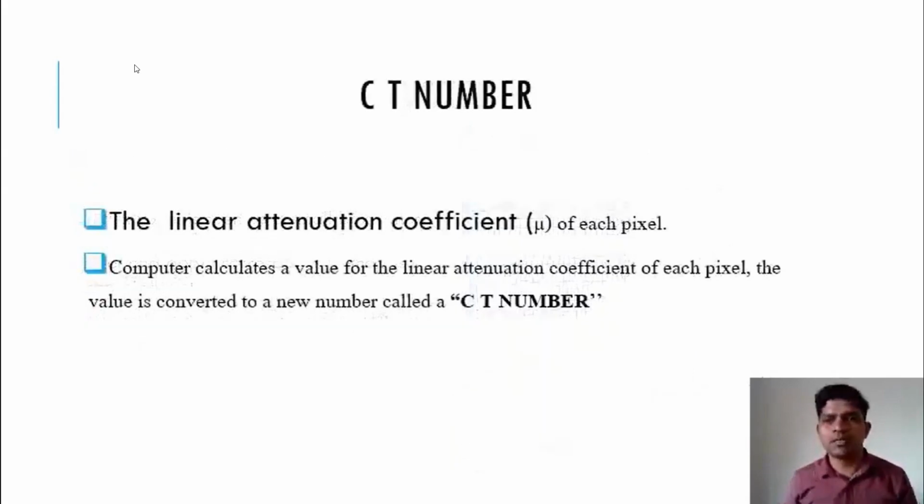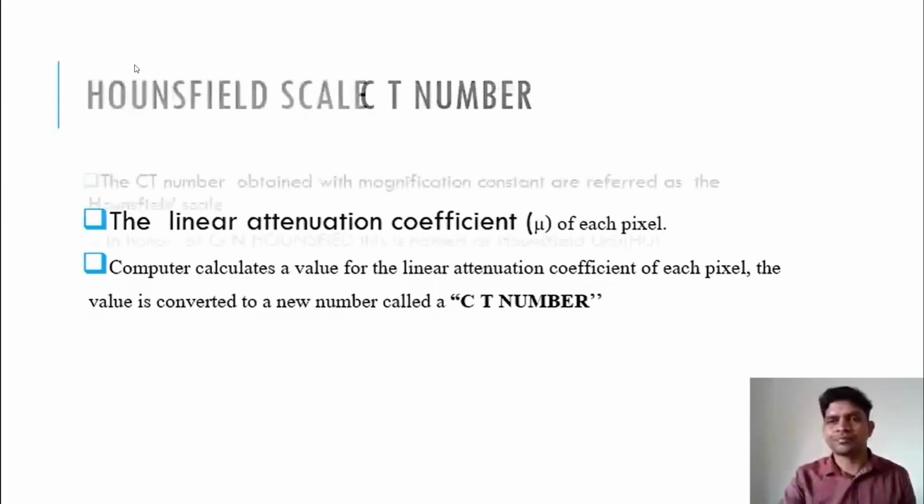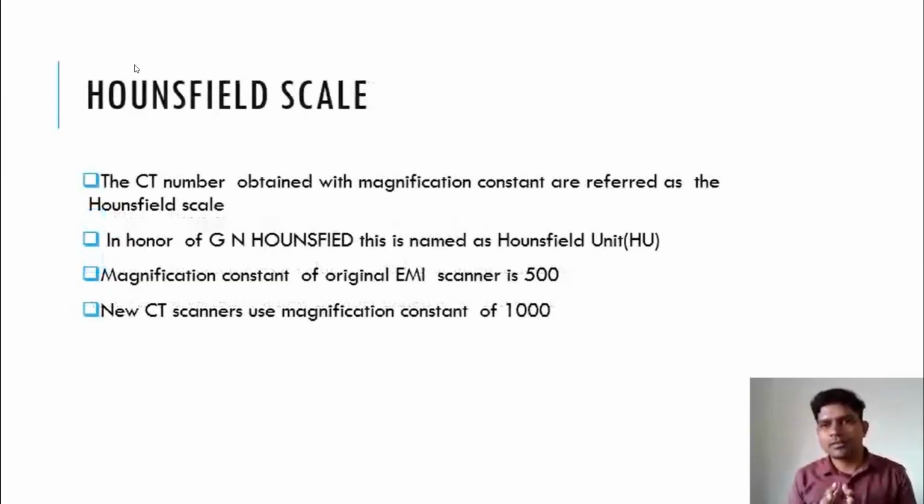So what is CT number? CT number is based on the linear attenuation coefficient of each pixel. The computer calculates a value for the linear attenuation coefficient of each pixel, and that value is converted to a new number. That's called a CT number. That CT number is obtained from a magnified difference constant, what we call the Hounsfield scale, a name kept to honor the inventor of the CT. That's why we call it the Hounsfield unit, HU, in short form.